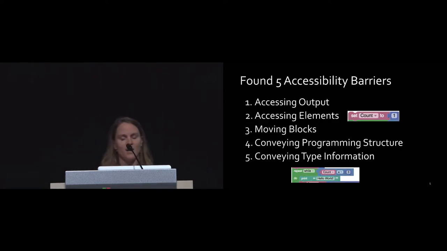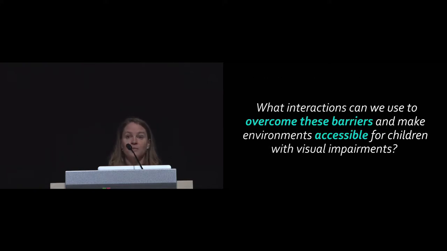I'll go into more depth on these accessibility barriers to talk about how we decided to try and mitigate them. And our next question was really, what are the interactions that we can use to overcome these barriers and make these environments accessible for children with visual impairments?